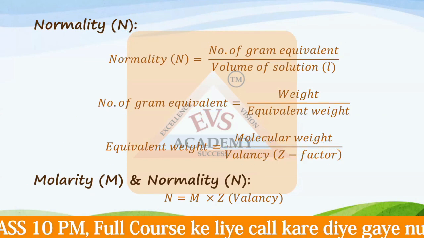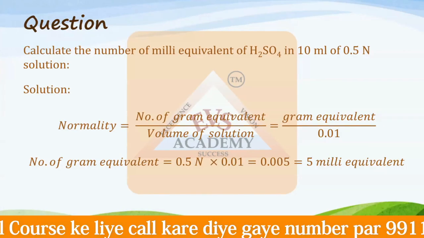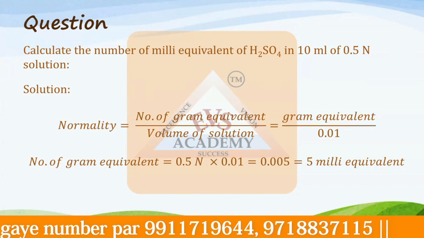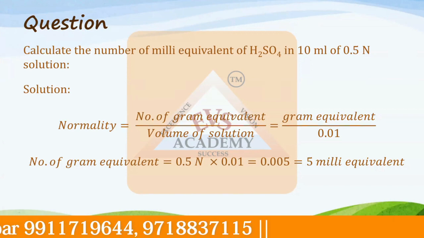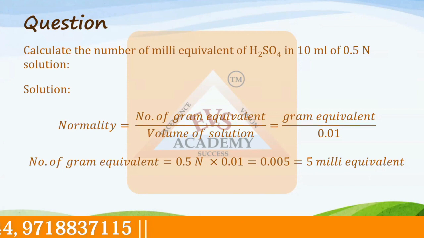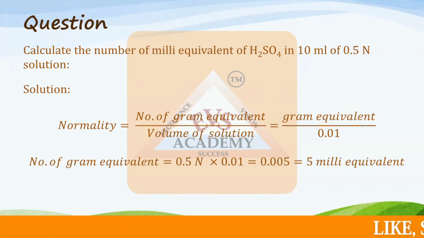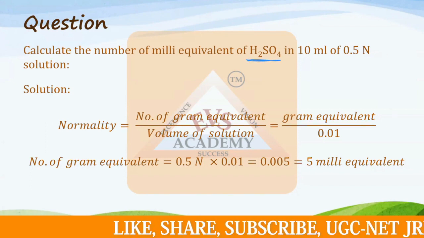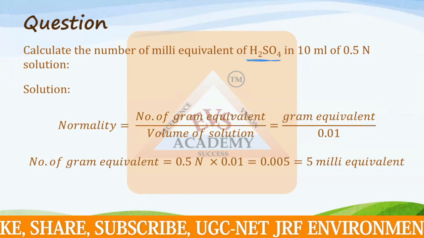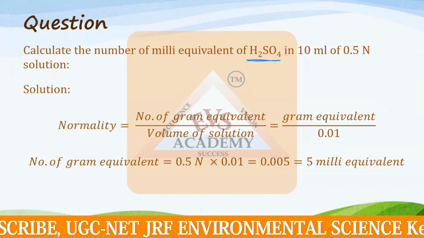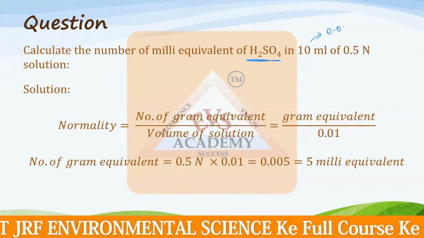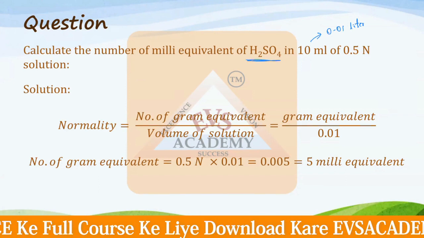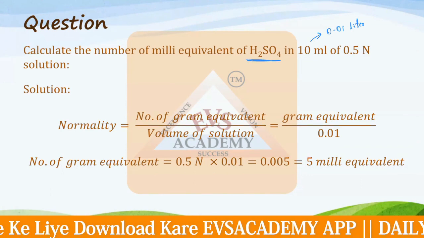Now let's see some questions on normality as well. The question is: calculate the number of milliequivalents of H2SO4 in 10 ml of 0.5 normal solution. Now here you can see this is H2SO4, sulfuric acid. We know that normality equals the number of gram equivalent divided by the volume of solution. The volume of solution provided here is 10 ml. I can write this as 0.01 liter because we have to put the value in liters. So the gram equivalent divided by 0.01.